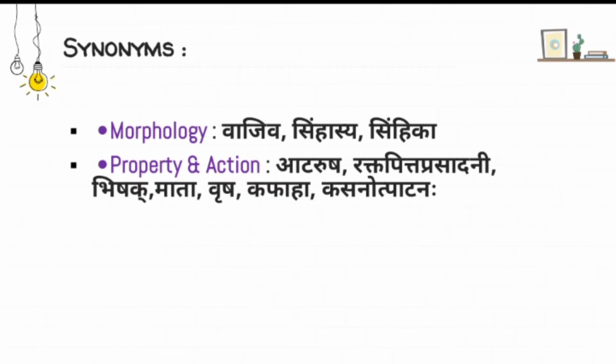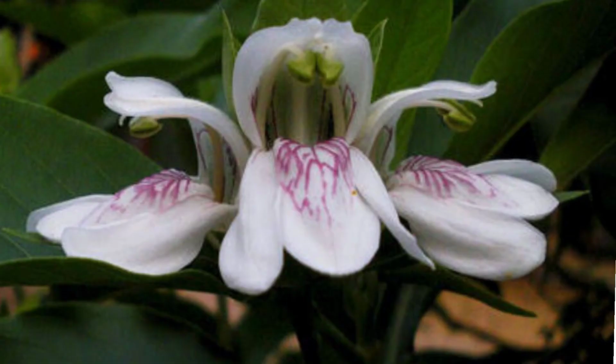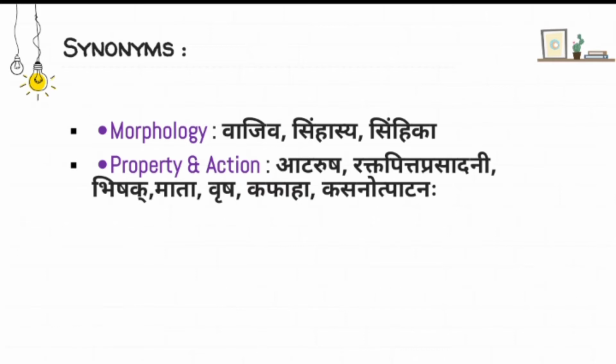And Simhasya: Simhasya Vidharita Mukha Sadrusham Pushpamasyaha. The flower of this Vasa is like the wide opened mouth of the Simha. That's why it is called Simhasya. And Simhika also: Simhasya Vat Pushpani Va. Because the flower resembles the wide opened mouth of the lion, that's why it is called Simhasya and Simhika.